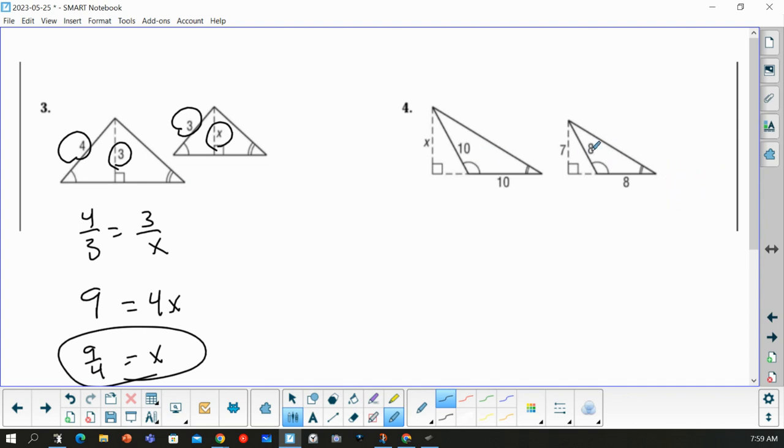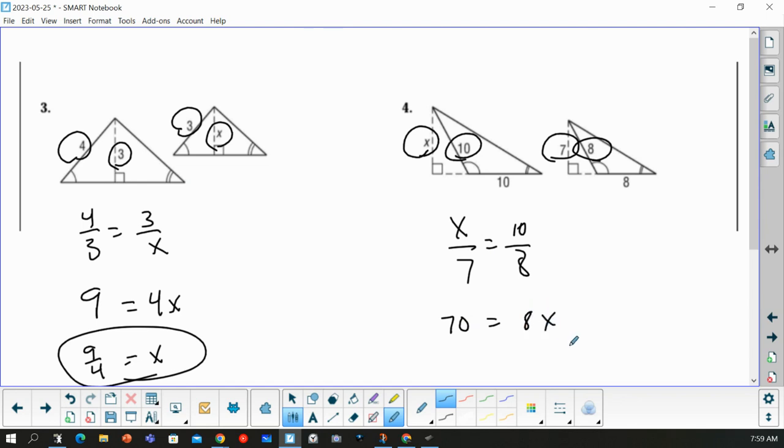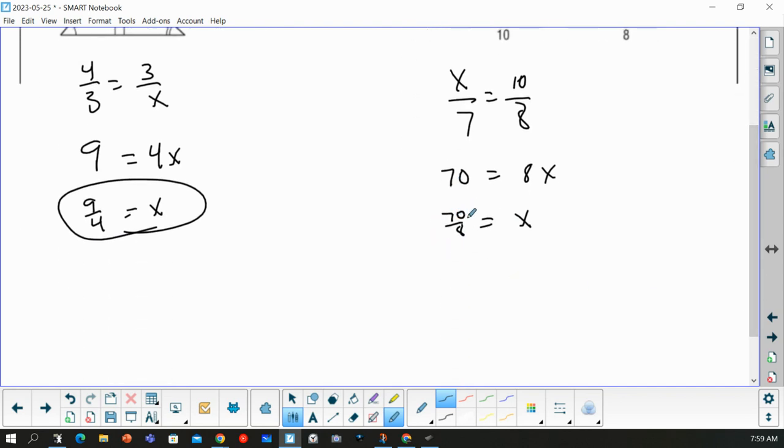Let's see here. We've got x to the 7. Those are altitudes. And then the 10 to the 8. I could have done that 10 to that 8. 7 times 10. 8 times x. Divide both sides by 8. And if you leave it as a fraction, you still have to simplify. 35 over 4, or you can change it to a decimal if you want. I'm fine with fractions.